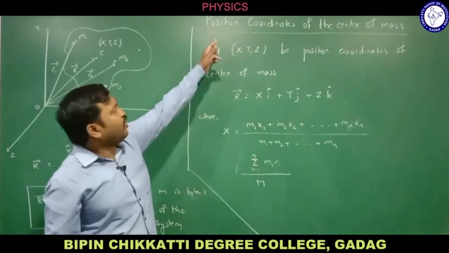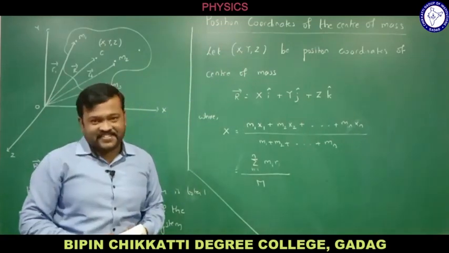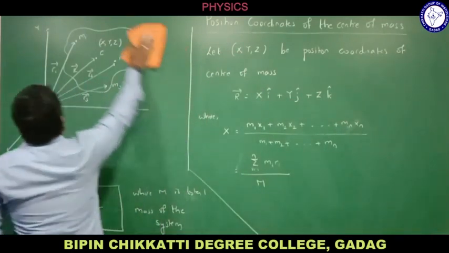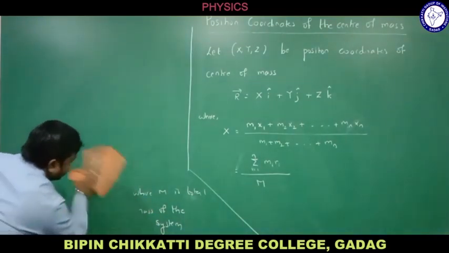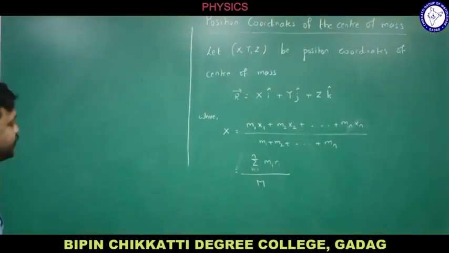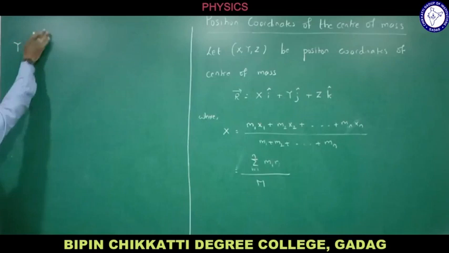So we are calculating the position coordinates of center of mass. I got X. Now, in a similar manner, let me calculate Y also. Let us calculate Y and Z here, which give the position coordinates of center of mass. Okay, this is about X. Let me similarly calculate what Y is equal to. So what is Y?